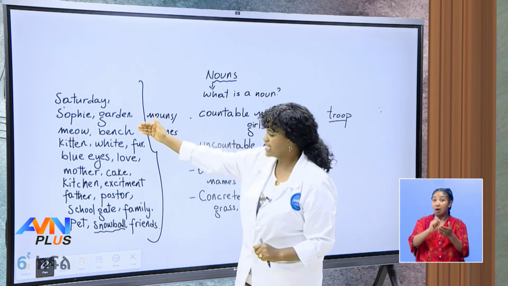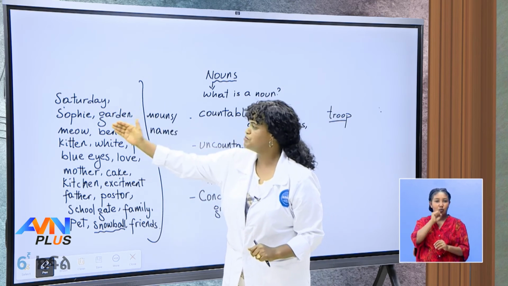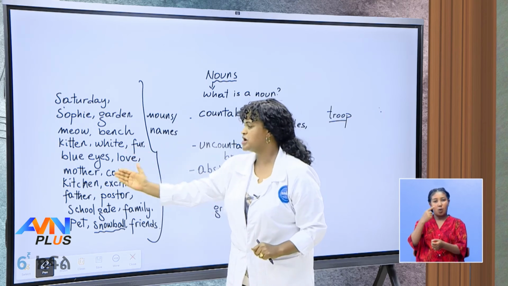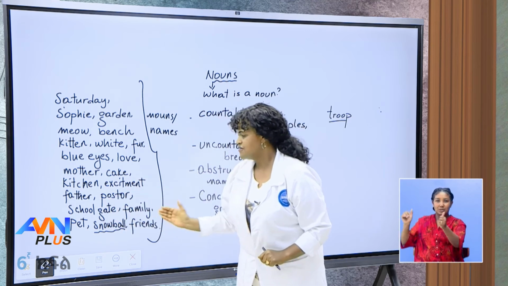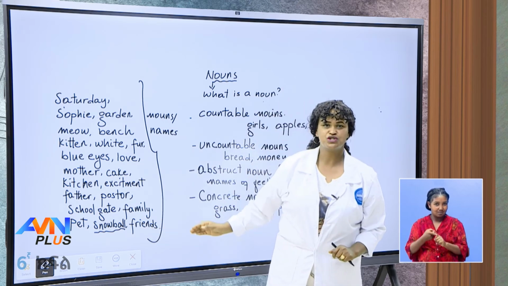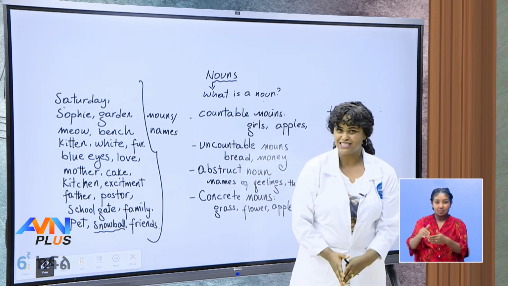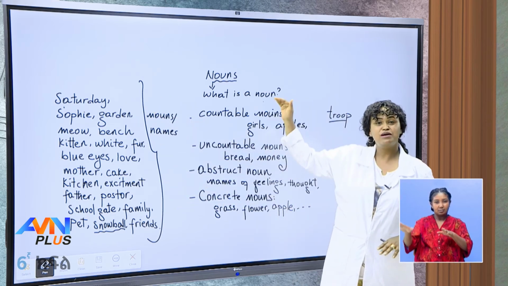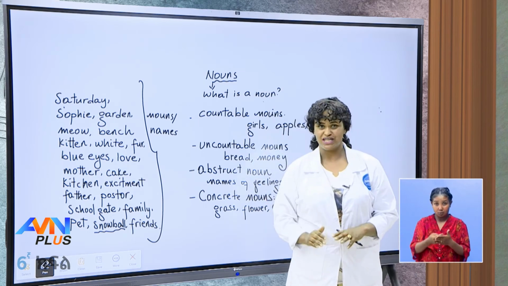Write down these nouns that are taken from the story. Okay? Saturday, Sophie, garden, meow. Bench, kitten, white, fur, blue eyes, love, mother, cake, kitchen, excitement, father, poster, school gate, family, pet, snowball, friends. What do you do with these words? Before next week, and before I come here to the class, I want you to classify these names under the names that we have seen today. Okay? That is going to be your task.